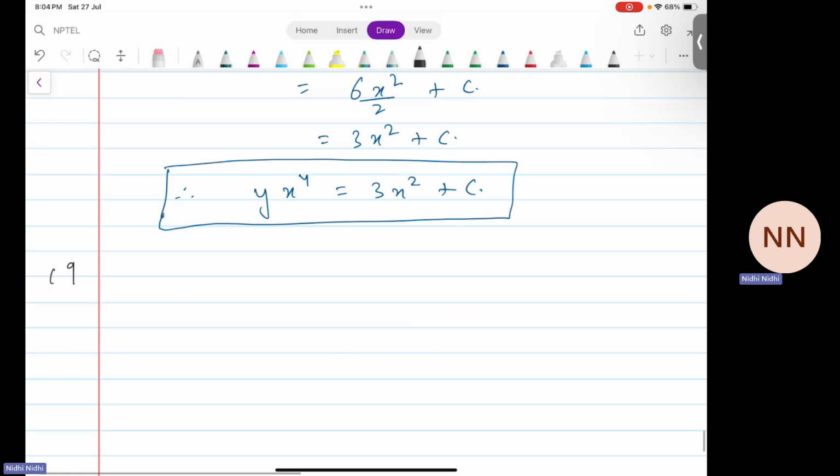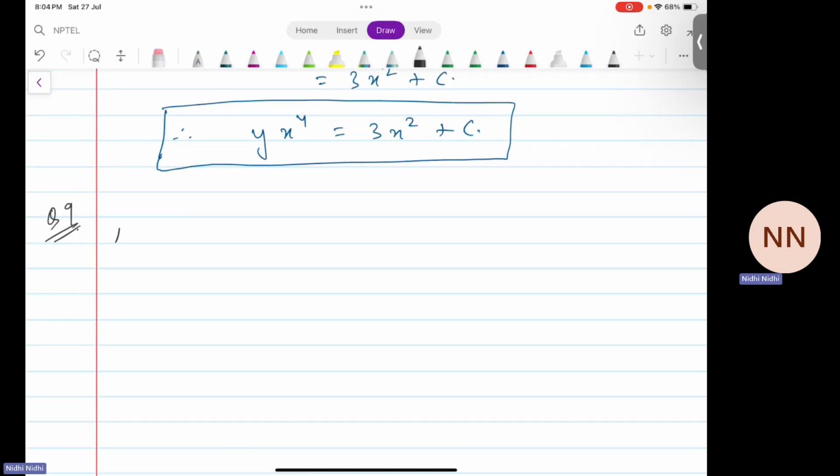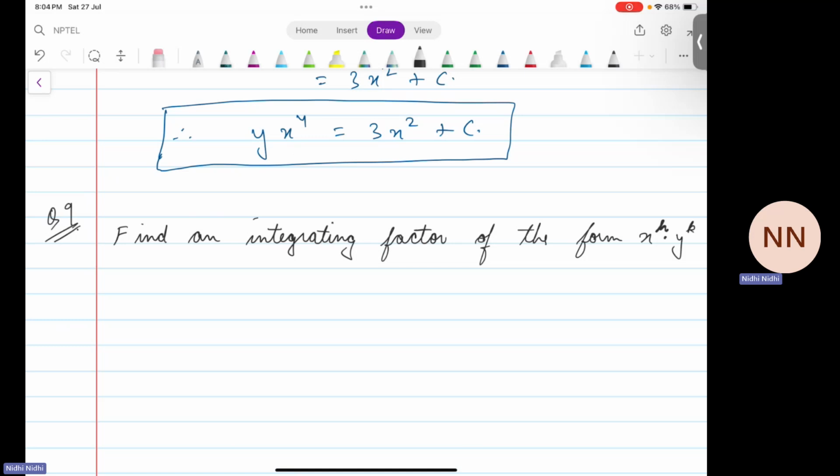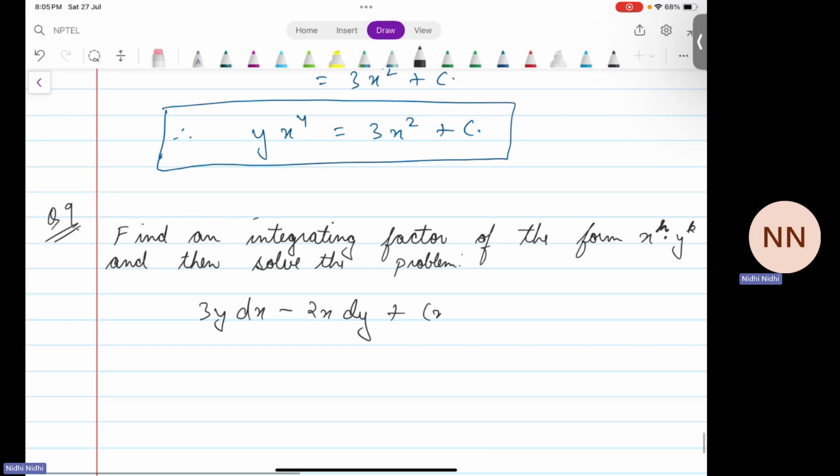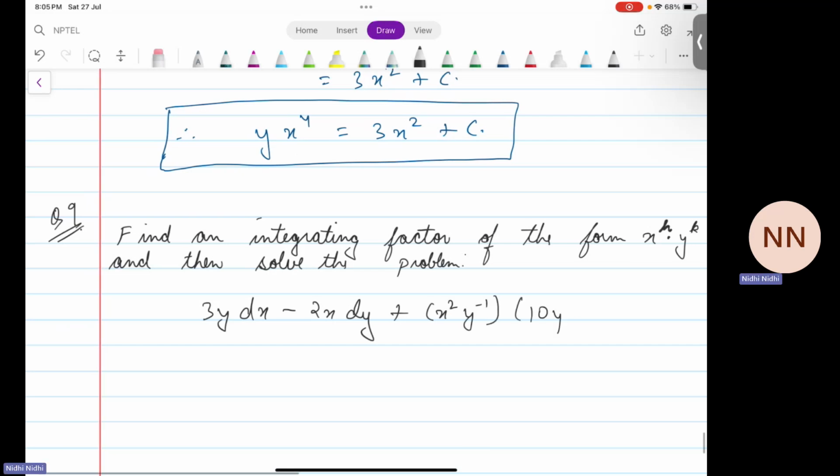The next question is question 9. It asks you to find an integrating factor of the form x power h times y power k, and then solve the problem given by 3y dx minus 2x dy plus x square y power minus 1 times 10y dx minus 6x dy equals 0.